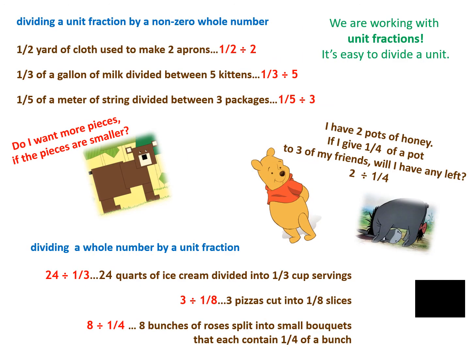In this slide, I've given a number of examples of problems for first dividing a unit fraction by a non-zero whole number: a half a yard of cloth used to make 2 aprons, a third a gallon of milk divided between 5 kittens, or for dividing a whole number by a unit fraction, 24 quarts of ice cream divided into third cup portions. Just make the problems interesting to your children.